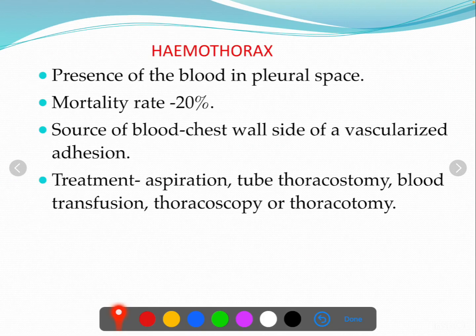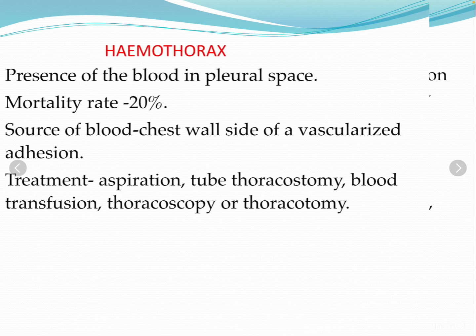What about the hemothorax? It is the presence of blood in the pleural space. Mortality rate is 20%. Source of blood is the chest wall, site of vascularized adhesions. So what is the treatment? Treatment is aspiration or tube thoracostomy, blood transfusion, and thoracoscopy or thoracotomy.